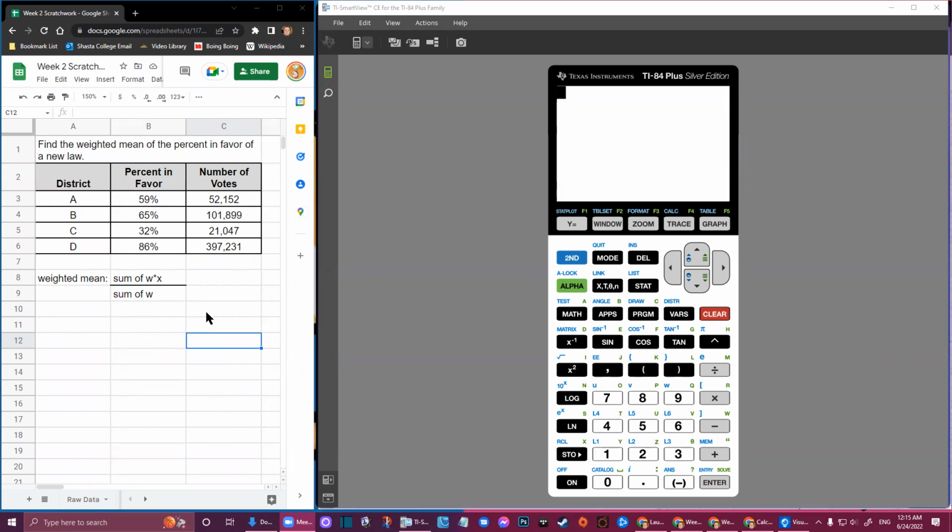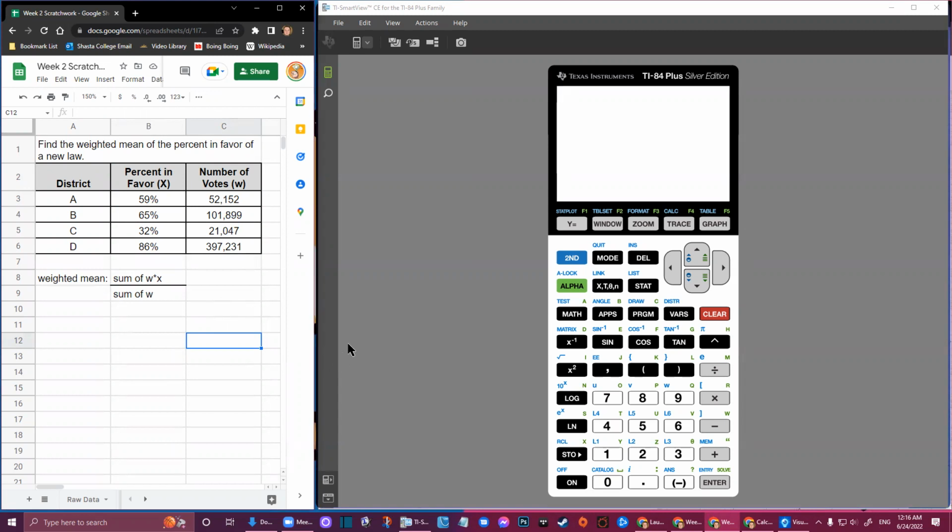To find out which one is the data value, we look at what we're finding the weighted mean of. And in this case, we're finding the weighted mean of the percent in favor. So this is our X value, and that means the number of votes are then our weight. That's important because I need to know which one is which when I go to do calculations.